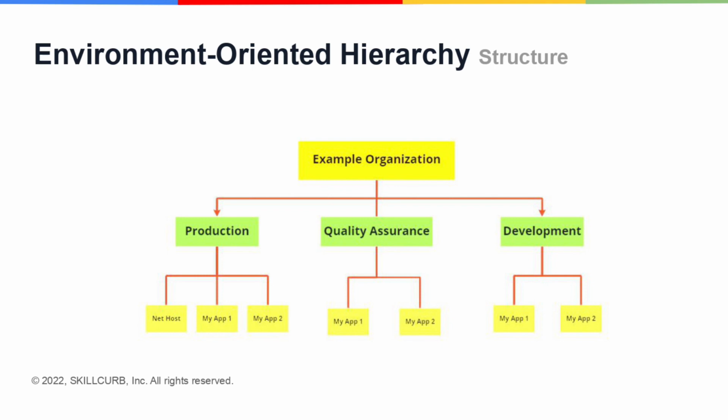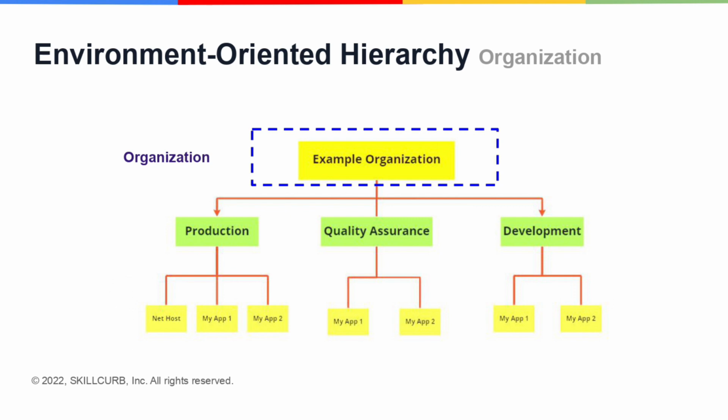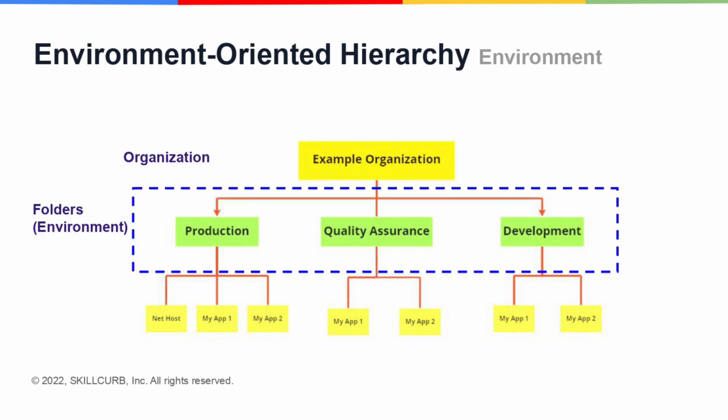As a general overview, environment-oriented hierarchy separates production, quality assurance, and development through its design. An illustration of an environment-oriented hierarchy can be seen in this diagram. Now we will have a detailed discussion on the structure of environment-oriented hierarchy, starting from the organization. You have one organization that maintains one folder for each environment in an environment-oriented structure. Moving on to the next level of the hierarchy is folders.